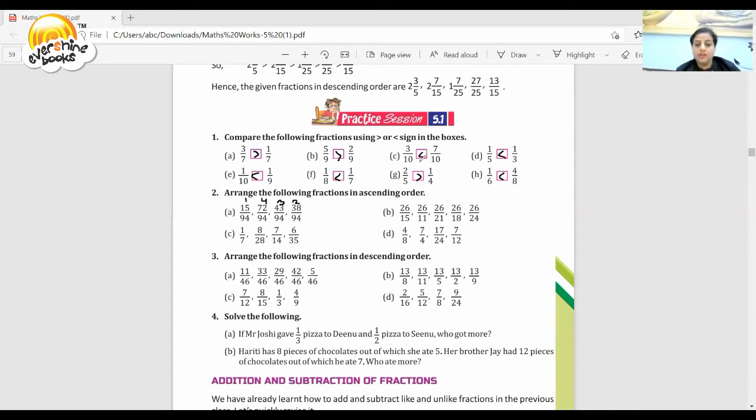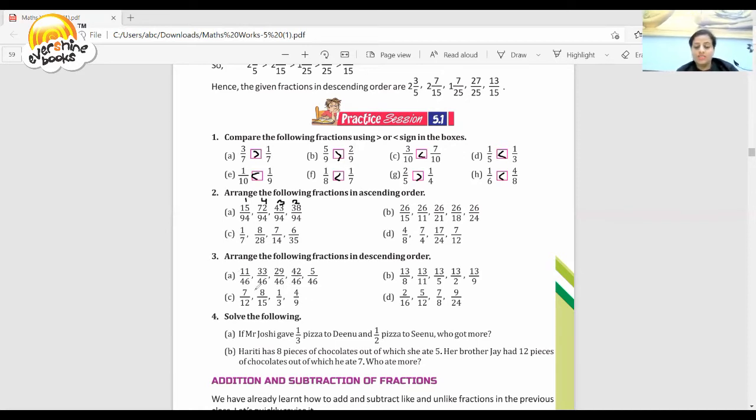Now arrange the following fractions in ascending order. If the sum is like this, 94 is the denominator, the same denominator is there. So first number 15 is the smallest one, 38, then 43 and then 72. The rest is going to be done by equivalent fractions. You will do it. Okay.